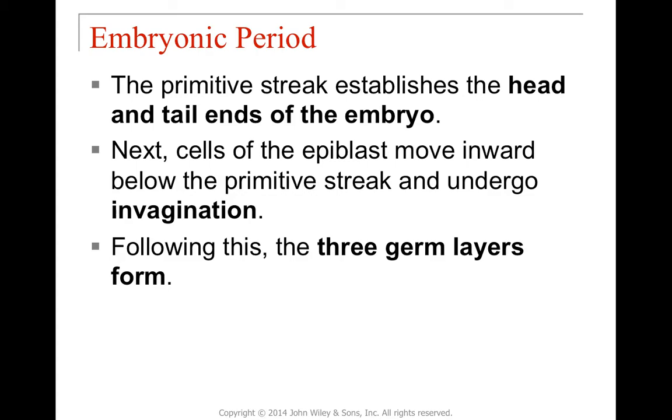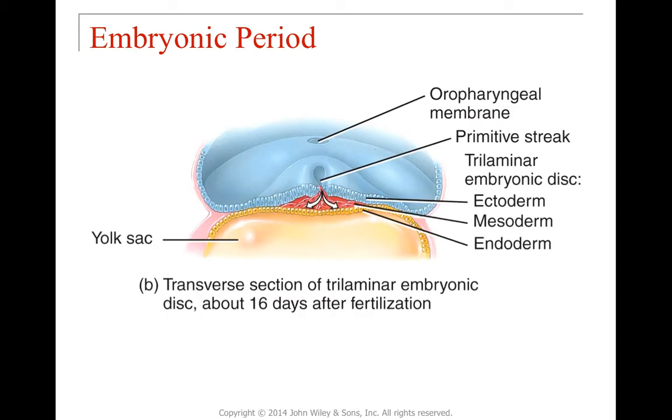And now we're going to undergo what's called invagination, whereby we're going to be moving cells inward underneath that primitive streak to pull in that mesoderm. So we're going to create 3 germ layers. And that looks kind of like this. So that mesoderm is going to just be forcing its way in between the ectoderm and the endoderm.